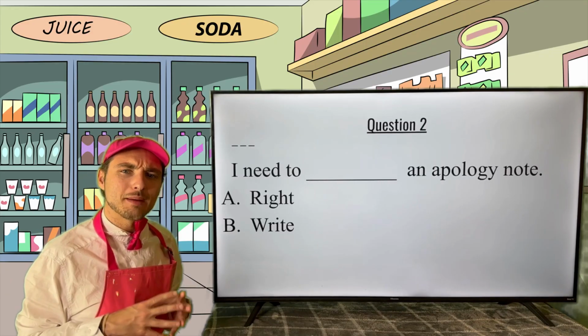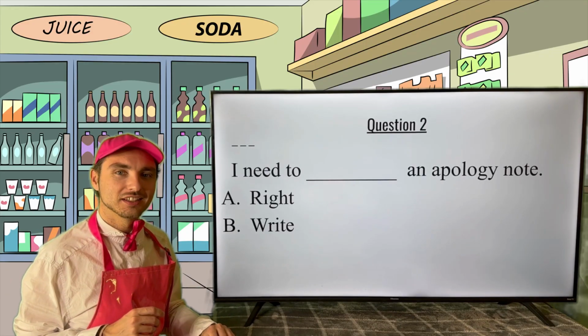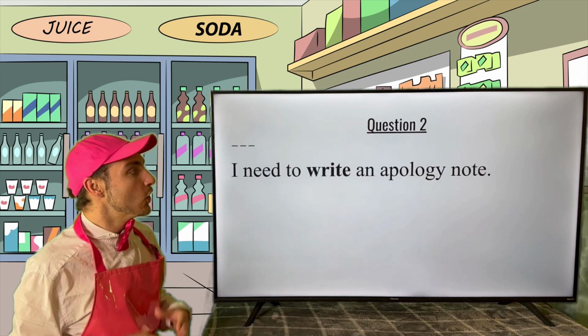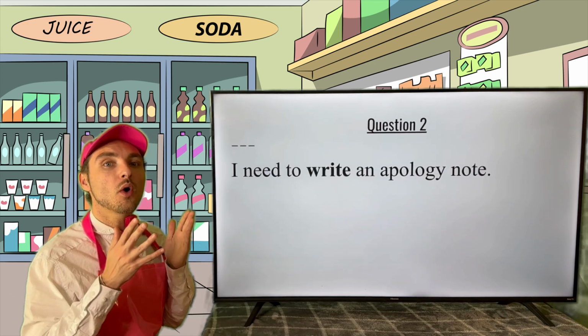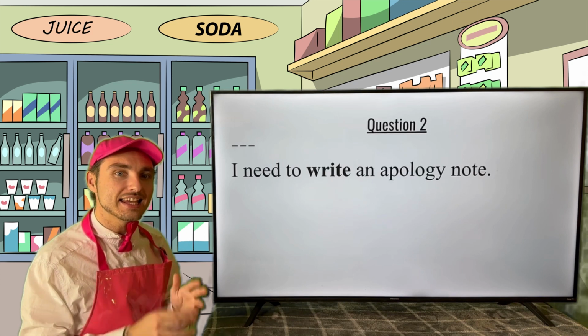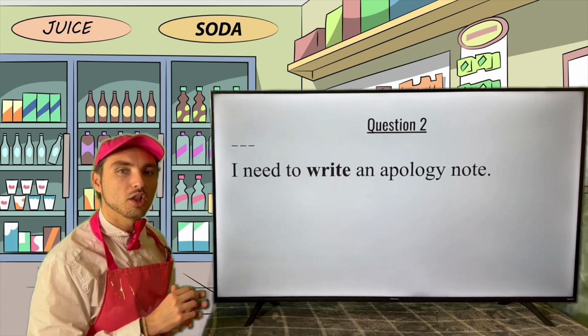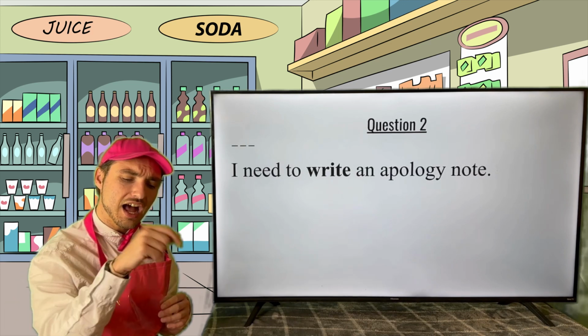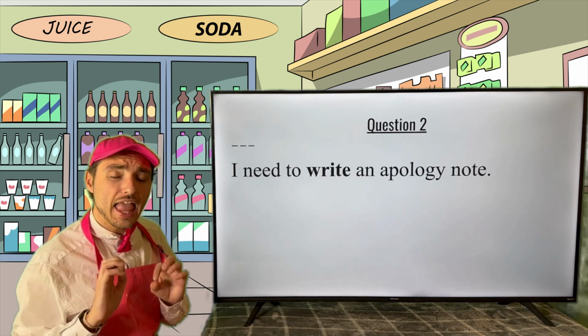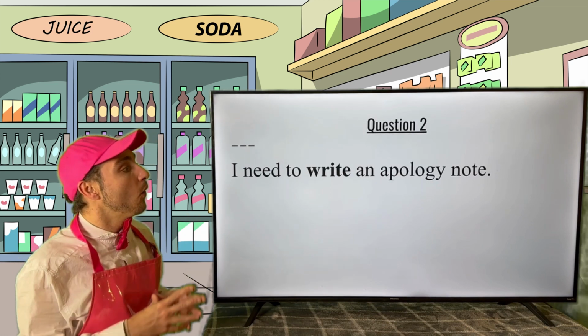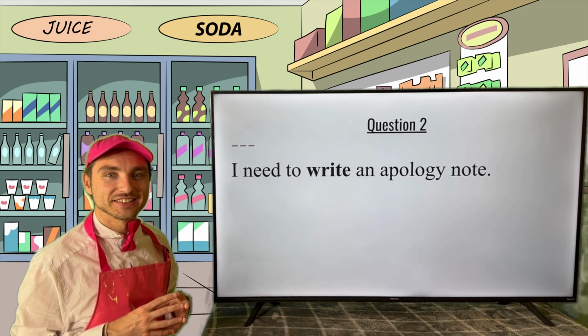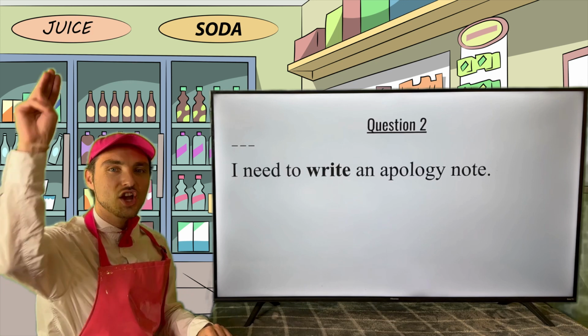Alrighty, what did you get, grammar goodies? Here's the answer. The answer is right, W-R-I-T-E. To write, the verb. I need to write an apology note to physically, I'm sorry for all my misgivings. So, right is the correct answer. Let's move on to question 3.